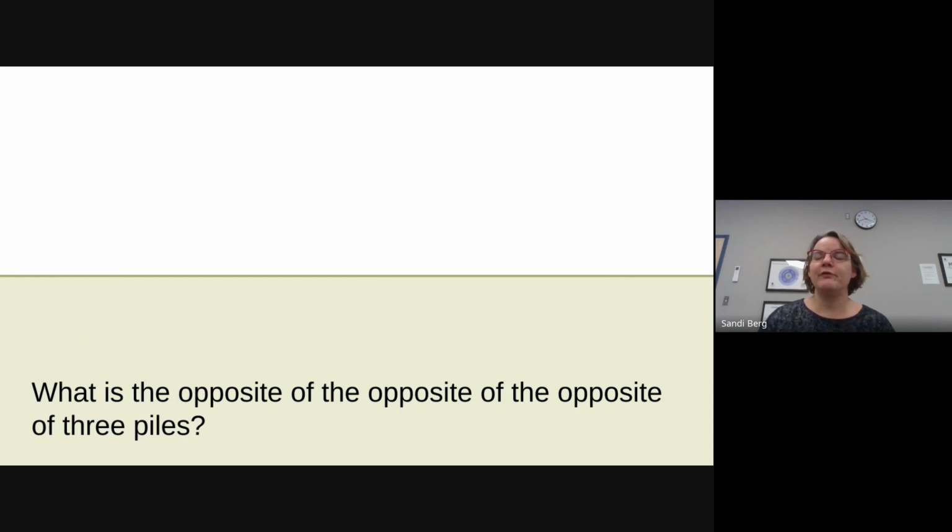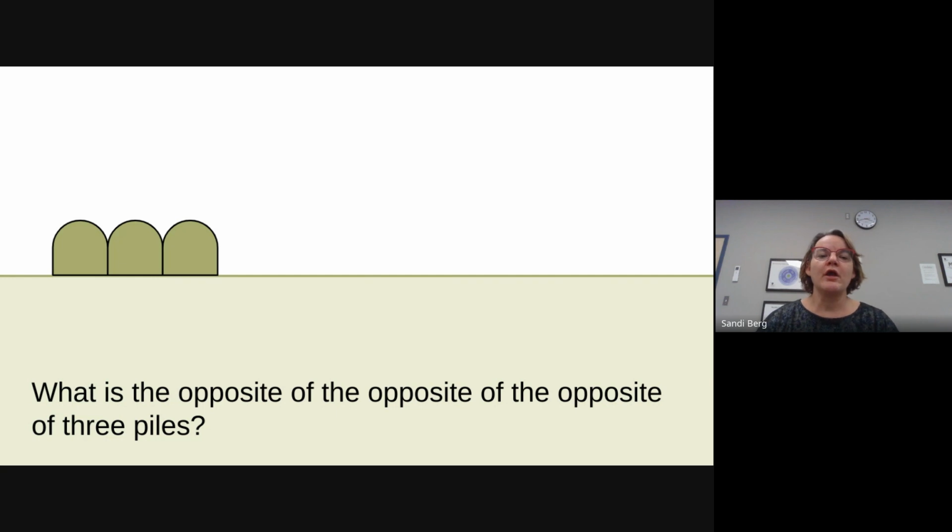Okay, hopefully you had a chance to do that. Again, we have half an hour to explore something that we would spend a lot of time with students, with questions like how do you know, and walk me through how you figured out what the opposite of the opposite of the opposite of three piles is. I'm going to show you the zip-through version.